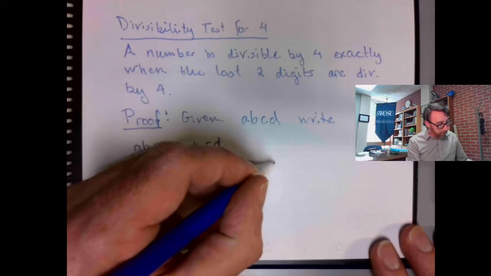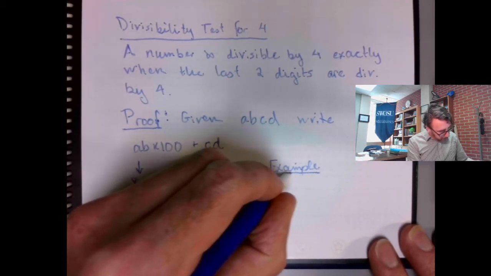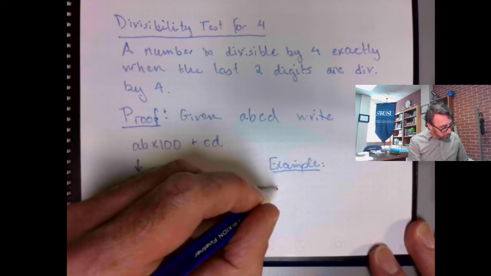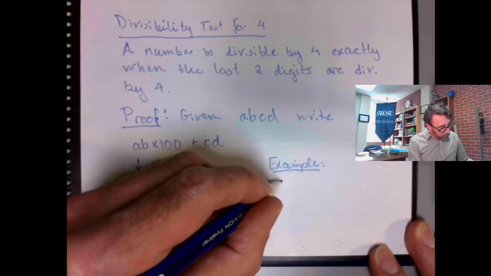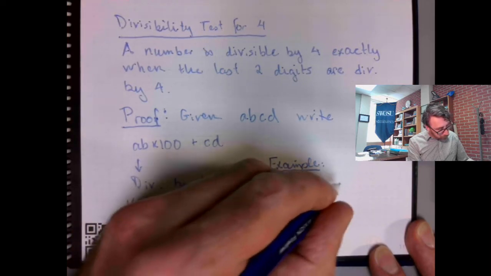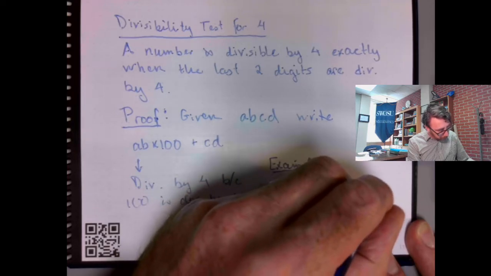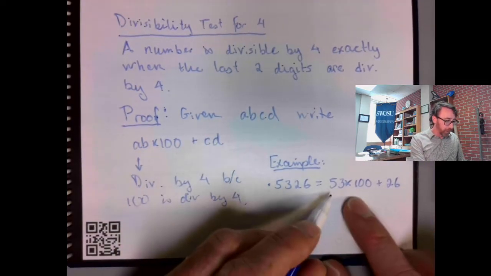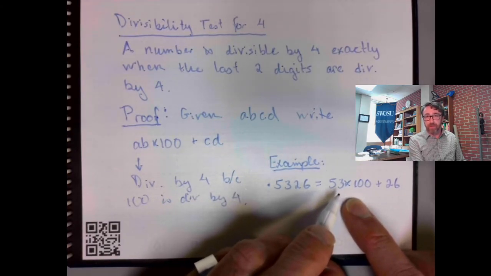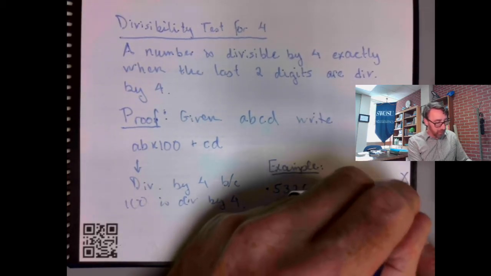Let me just do a quick example here. 5,326. So we would write it like this, 53 times 100 plus 26. Okay, that sum, 5300, that's divisible by 4. This is not. Okay, so this is not divisible by 4.